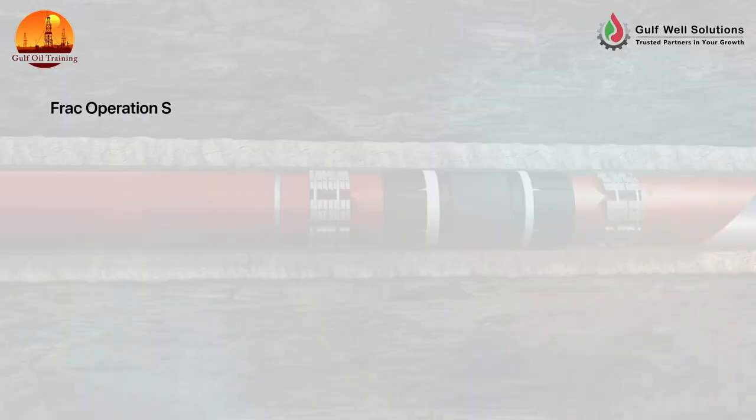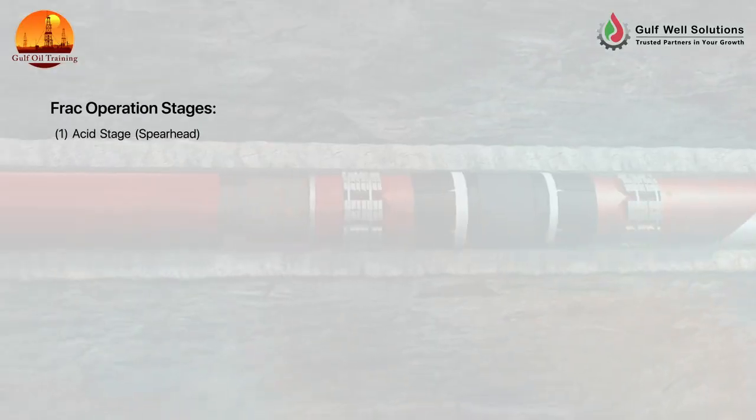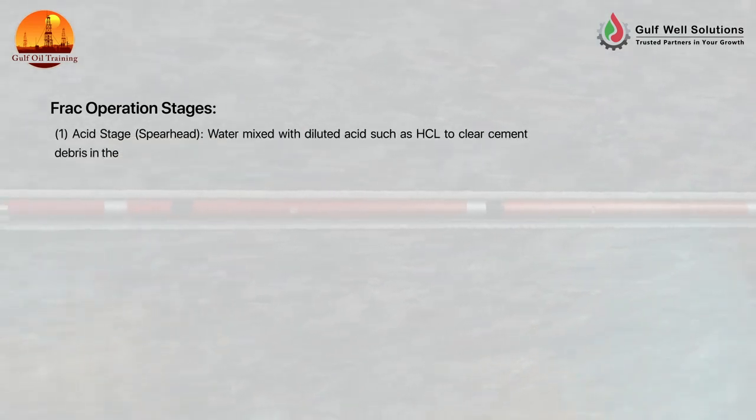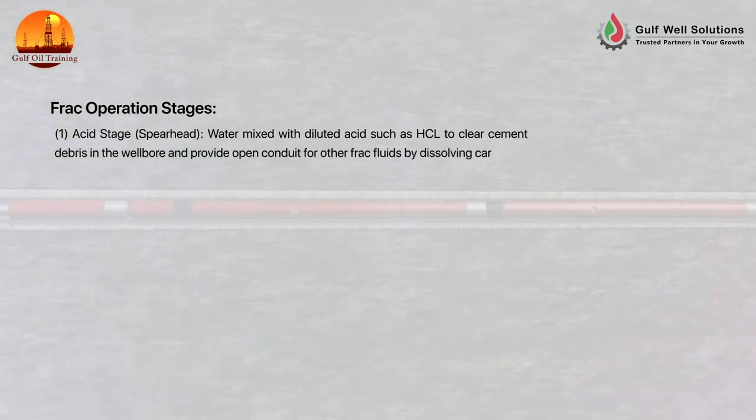Frac operation stages: 1. Acid stage, spearhead: water mixed with diluted acid such as HCl to clear cement debris in the wellbore and provide an open conduit for other frac fluids by dissolving carbonate minerals and opening fractures near the wellbore.